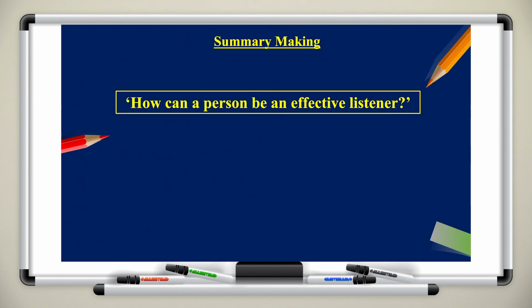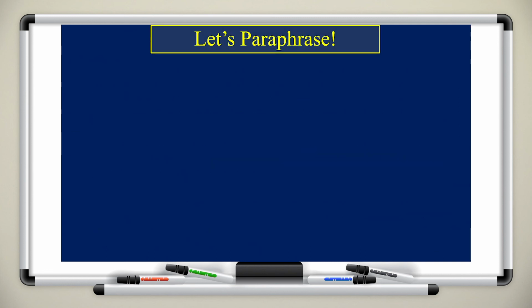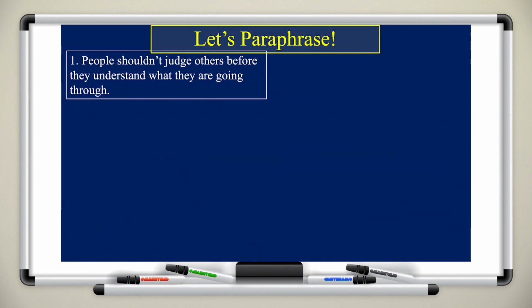Now, how can a person be an effective listener? This is the summary, and this is the paragraph. Now, what we have to do now is very simple. You have to underline the 4 main ideas. Now, here are the main ideas. Let's go to paraphrasing. This is the first idea. People shouldn't judge others before they understand what they are going through.